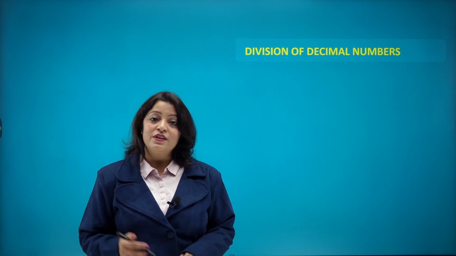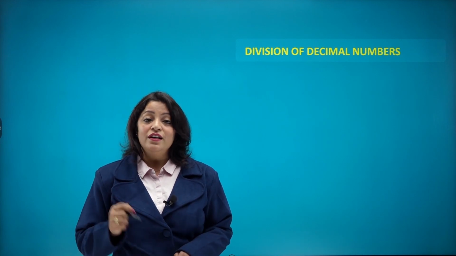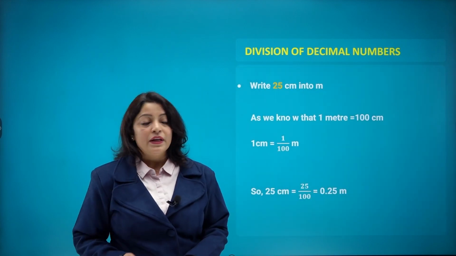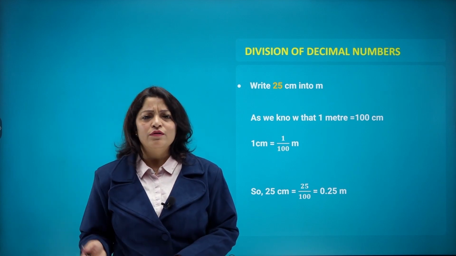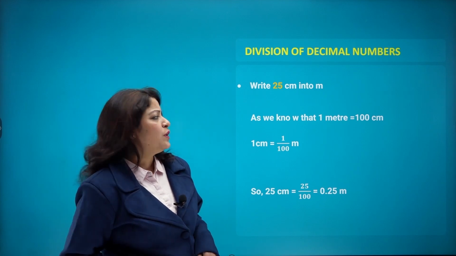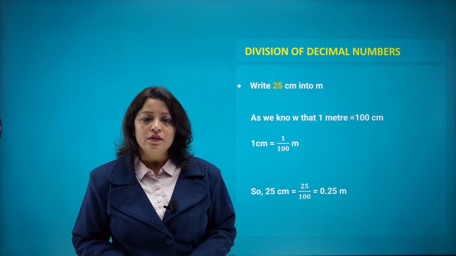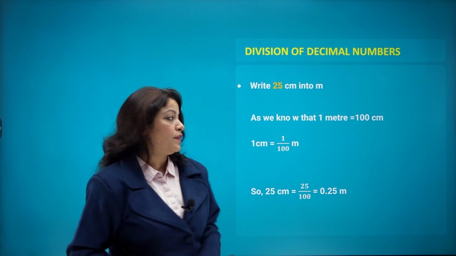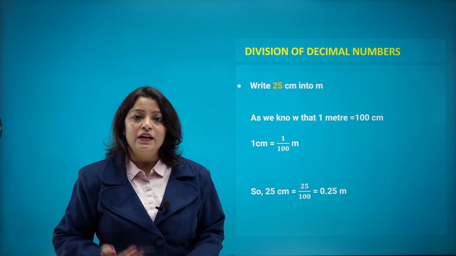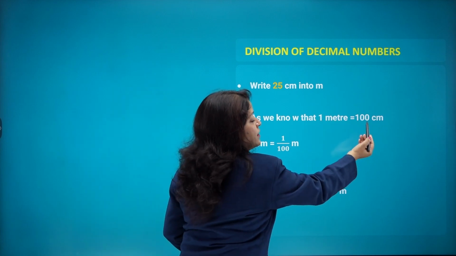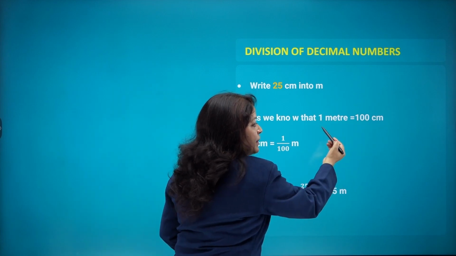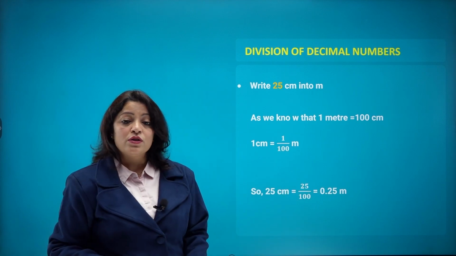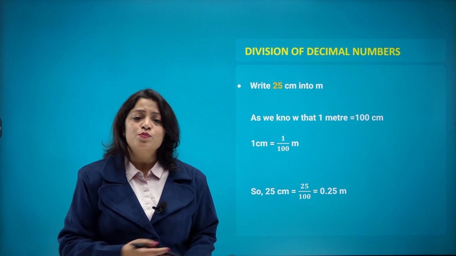Moving on to the next part, that is operations on decimal numbers. Let's see a conversion, like writing 25 centimeters in meters, which we are already aware of. We know that 1 meter is equal to 100 centimeters, so 1 centimeter will be equal to what? That will be 1 over 100 meters. We can easily divide by 100 because 1 meter is 100 centimeters. So 25 centimeters will be equal to 25 over 100, that is 0.25 meters.